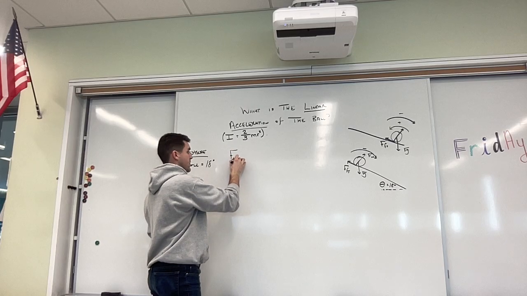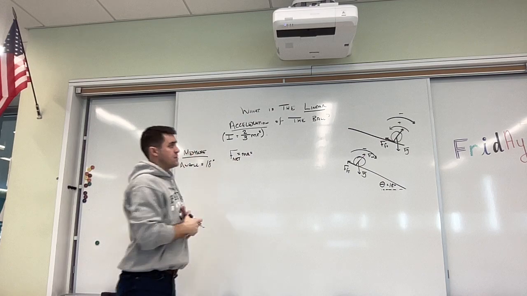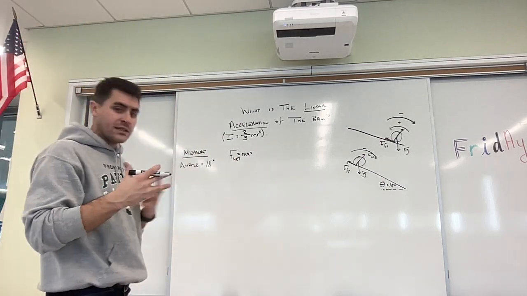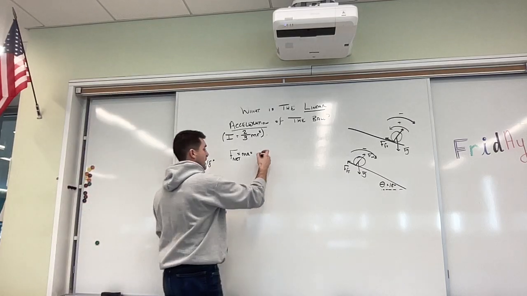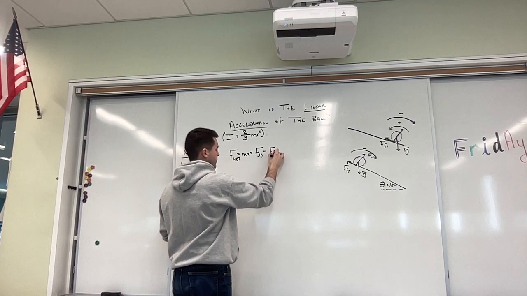So my favorite linear equation that has A in it is F net equals MA. And in this case, the forces that are acting on the basketball linearly to move it up or accelerate up and down the ramp. Down the ramp, I've got Fg in the parallel direction. Up the ramp, there's the force of static friction.